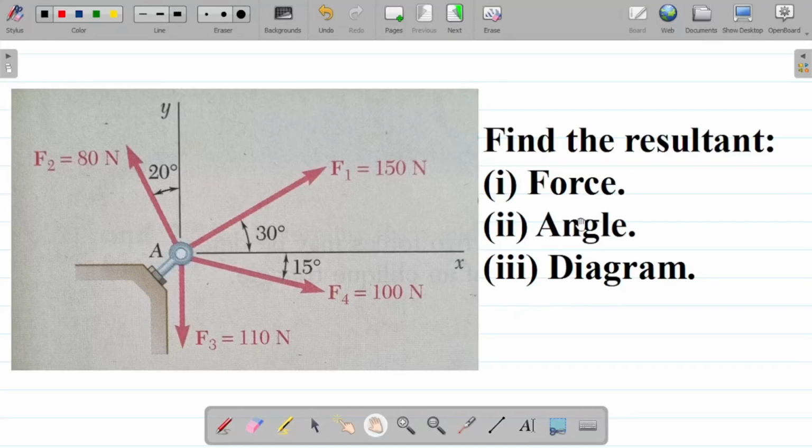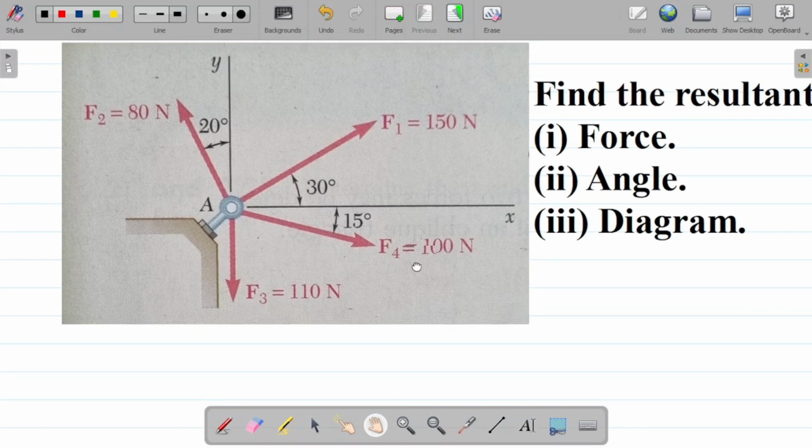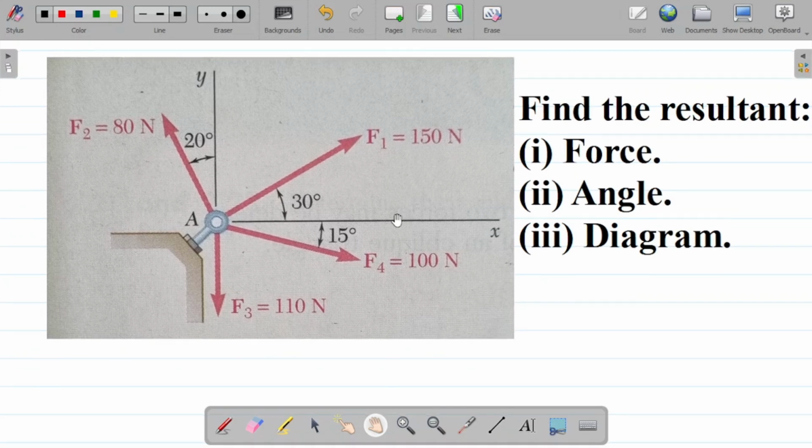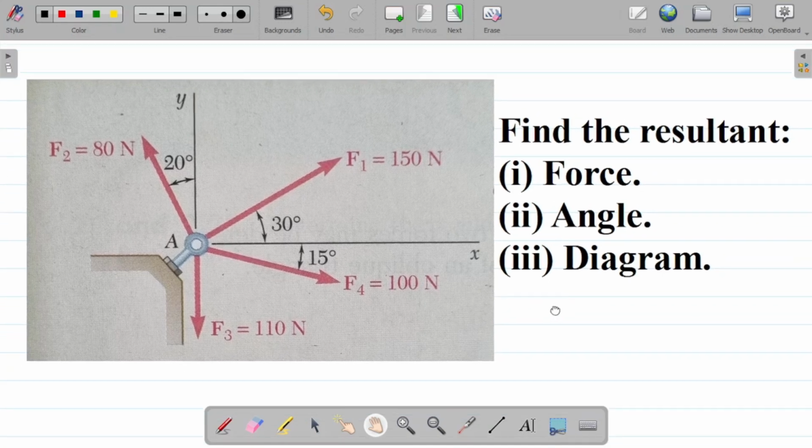So in this video, we'll be looking at how to find the resultant force, resultant angle, and resultant diagram for this particular system of forces. If you look at it, we have about four forces: F1, F2, F3, and F4, and you can see their different angles. So how do you solve questions like this?